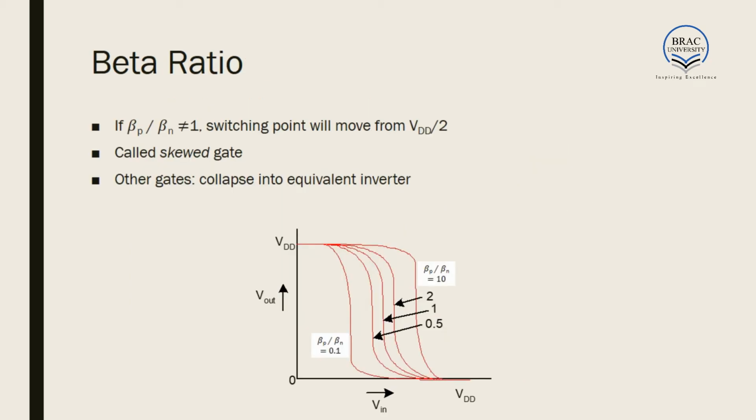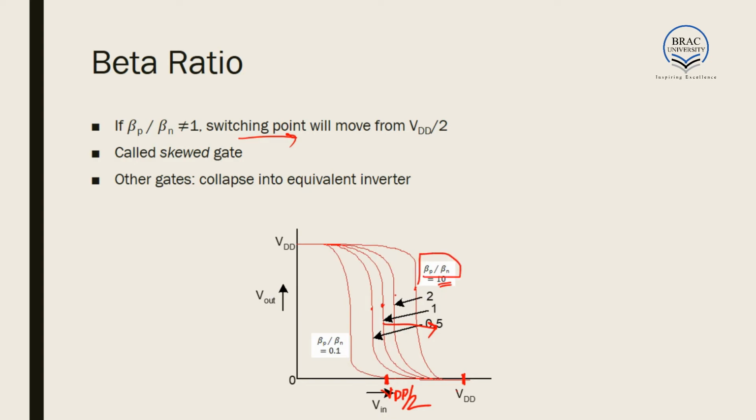Now that curve is true if beta P and beta N are equal. That is, if beta P and beta N are equal, then the sharp transition occurs at VDD by 2. If they are not equal, then the sharp transition switches from VDD by 2 either to the left or to the right. If beta P by beta N increases, for example from 1 to 2, 3, 4 up to 10, we can see that the sharp transition between the on and off states becomes closer to VDD. It moves towards the right and becomes closer to VDD.